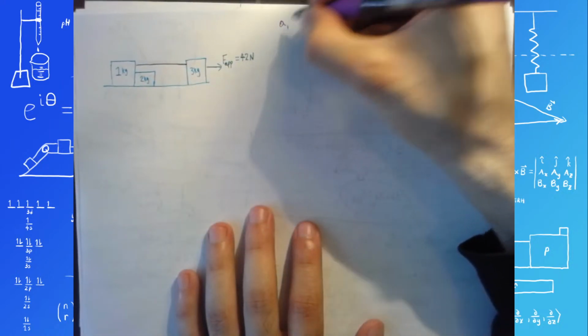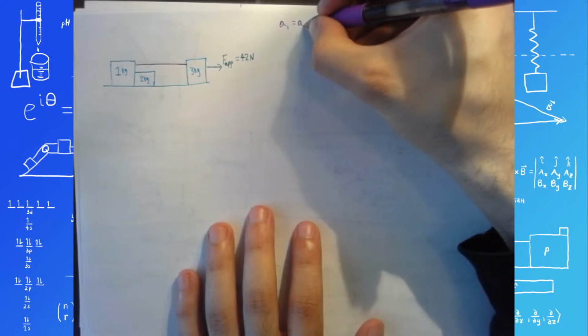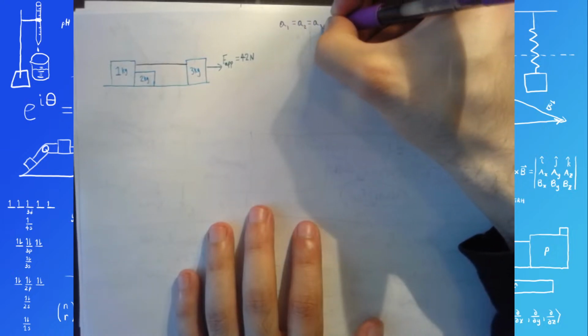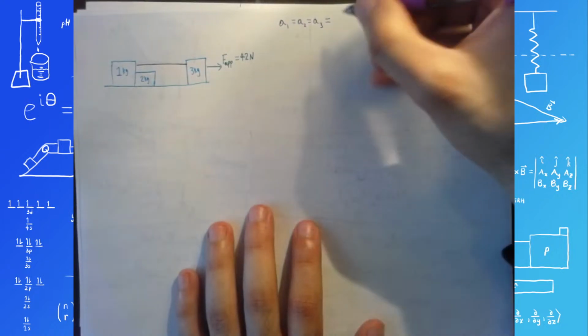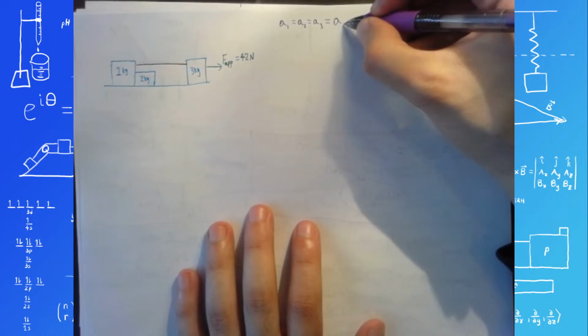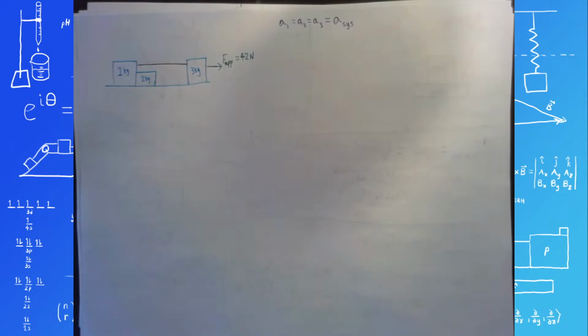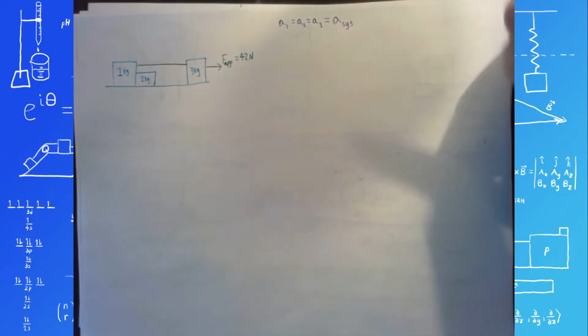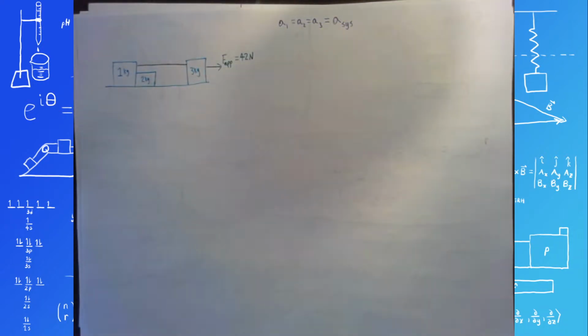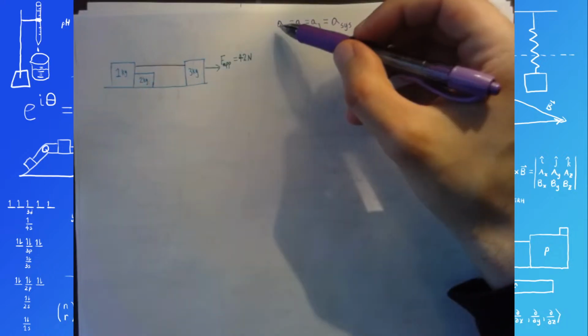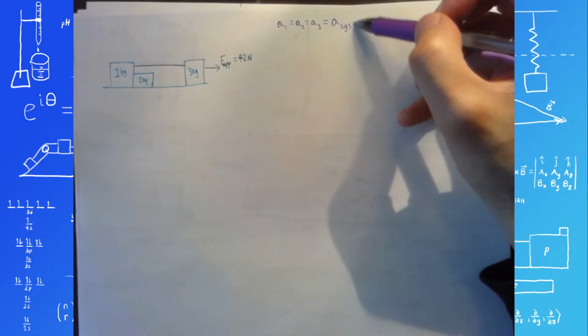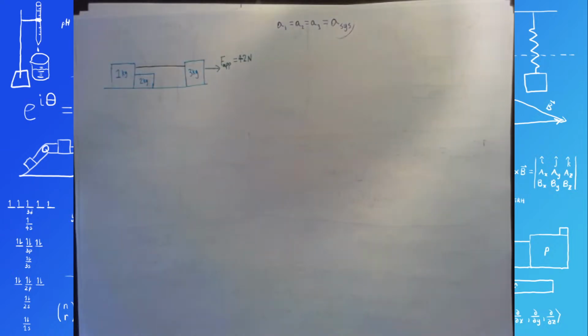So acceleration of block 1 equals acceleration of block 2 equals acceleration of block 3. Usually I will refer to this shared acceleration as the acceleration of the system, a sys. Without this assumption, you'd be stuck because you would have these 3 unknown accelerations, but if they all have the same value, then that reduces you from having 3 unknowns to just 1 unknown acceleration.